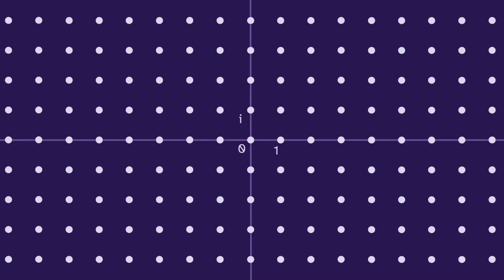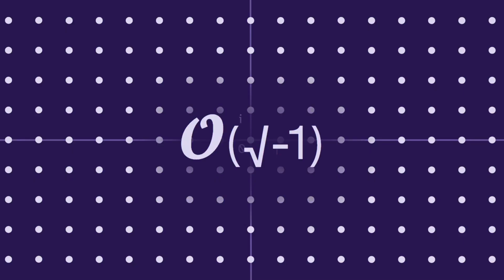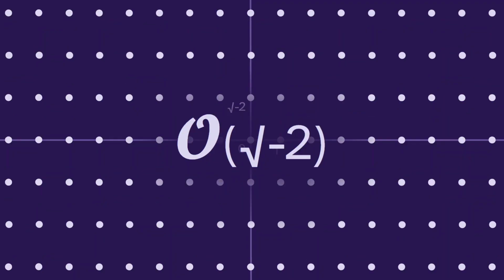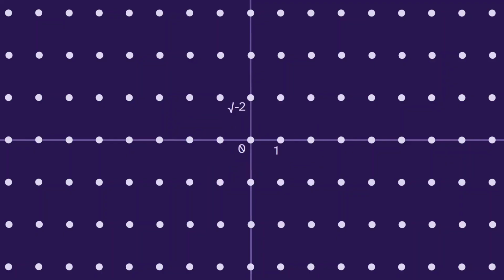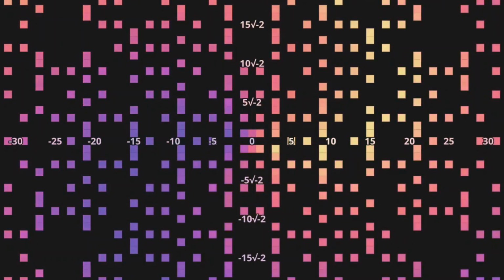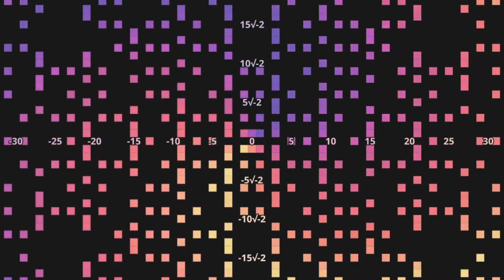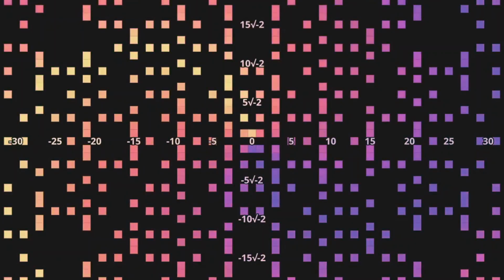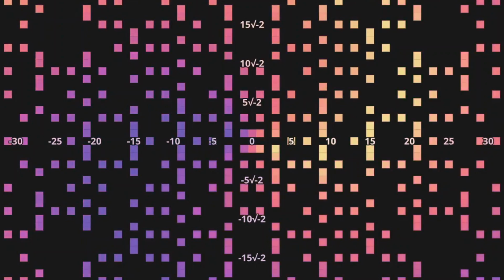Now, we recall the Gaussian integers are O root negative 1. But what about O root negative 2? Here the rows are spread a little bit further apart. But this still works. So here we highlight all the multiples of 2 and give each a circle, and we see that all of the integers are covered. And so this gives us another way of making complex primes. O root negative 2, and this is what that looks like.